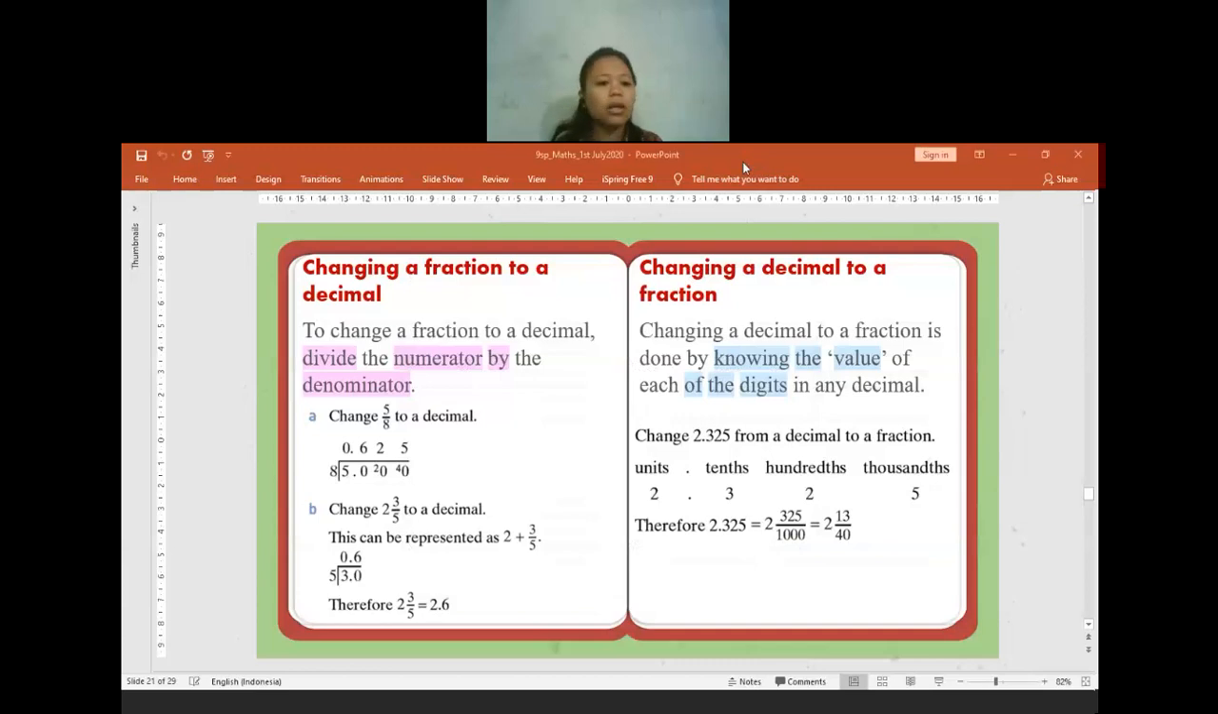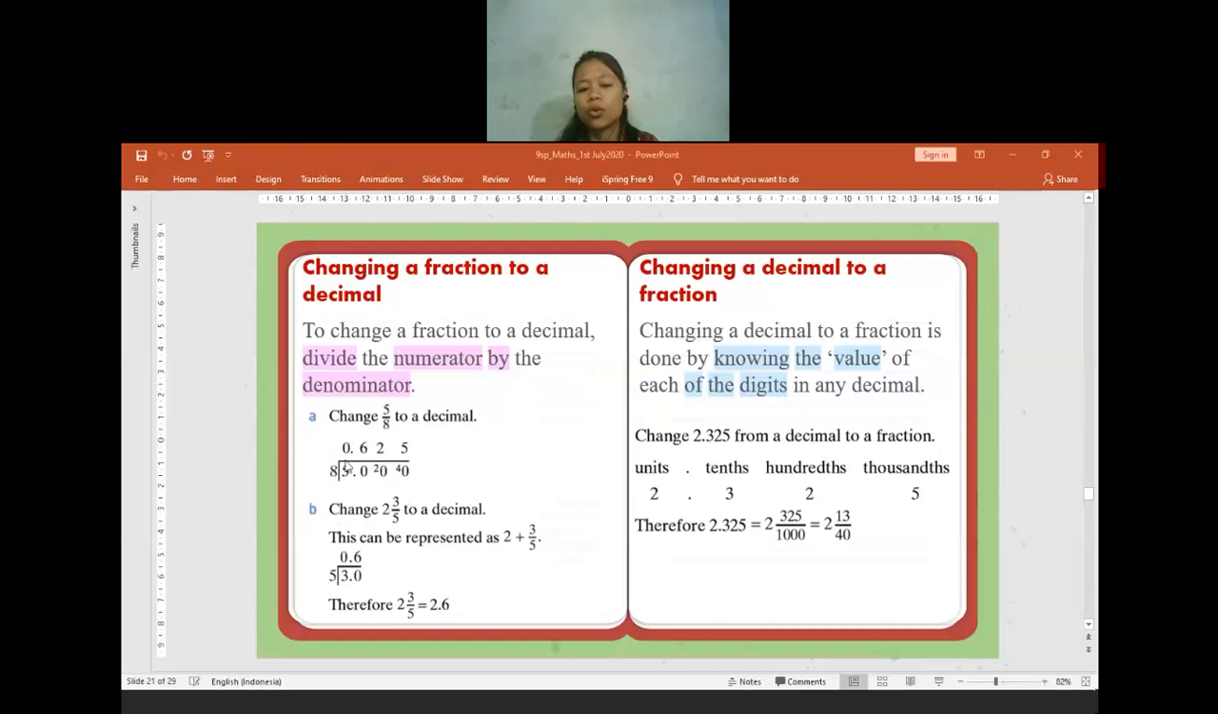So for changing a fraction into decimal, I think you already get used to it. The easier way to change the fraction into decimal is by trying to divide. So like in here, I have 5 divided by 8. So I just make a division of 5 divided by 8. So 5 divided by 8 is not possible.